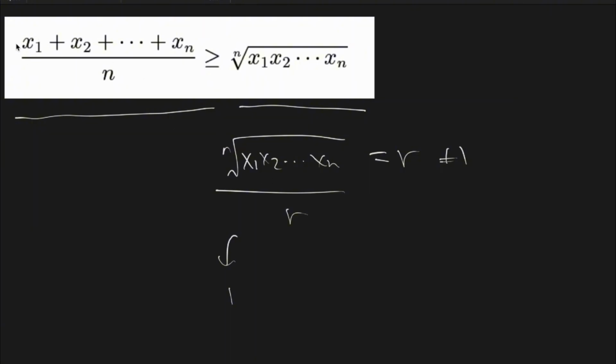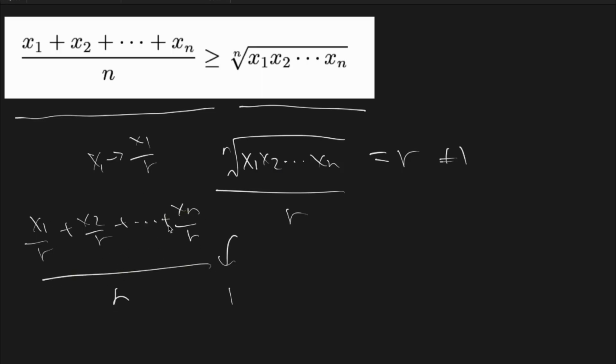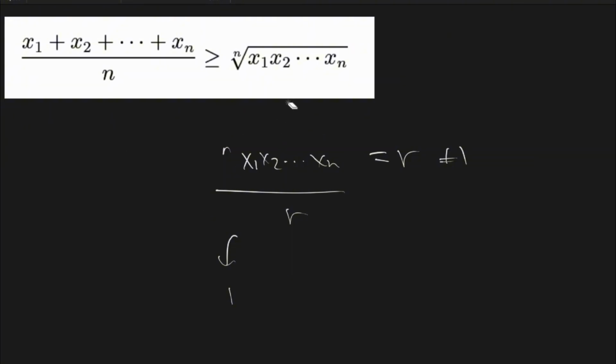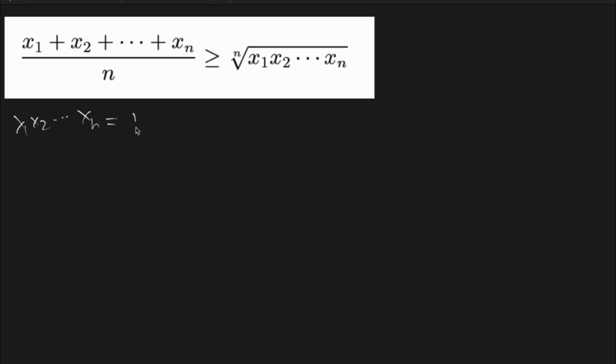And then, first of all, we're going to divide every term by r. So for example, x1 goes to x1 over r, and so on and so forth. And then on the left-hand side, we would get x1 over r plus x2 over r plus all the way to xn over r. And this is just the same as dividing the entire expression by r, so it would be equivalent. And this is what it means to be a homogeneous expression. This expression is homogeneous, and so we can assume that the product is just 1. Okay. So we assume that x1, x2, all the way to xn, their geometric mean is equal to 1.